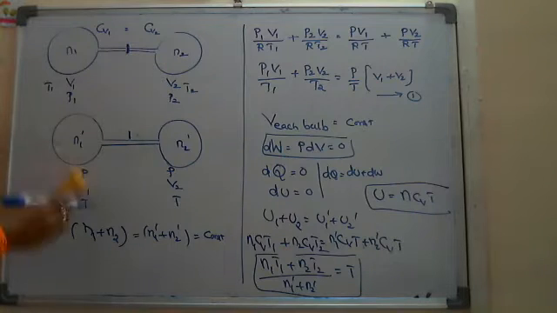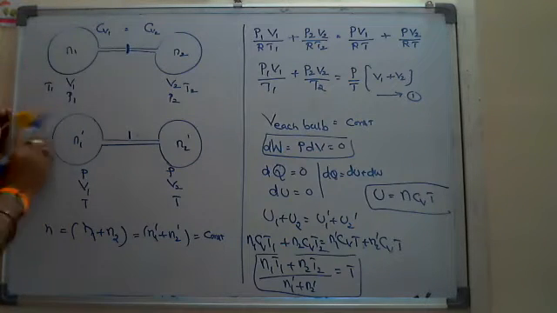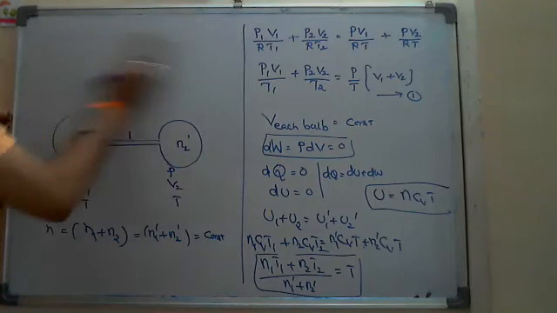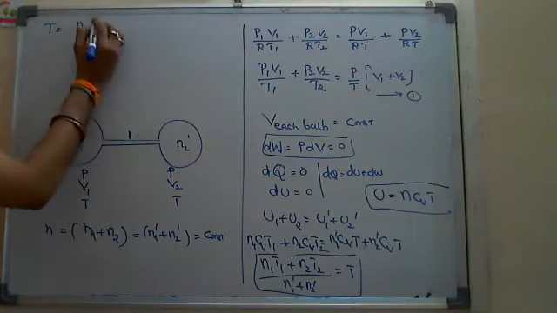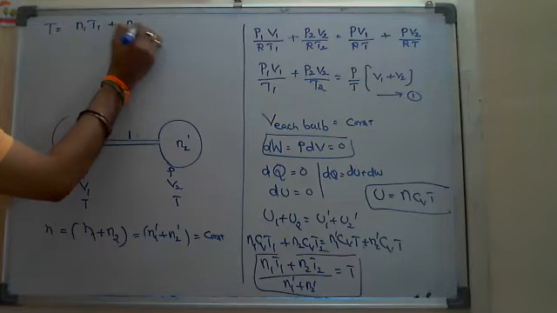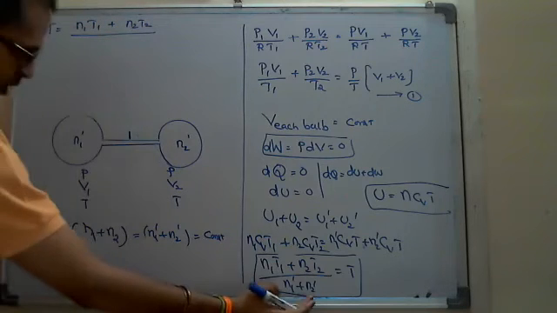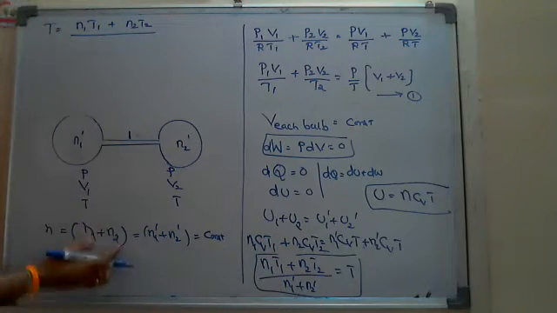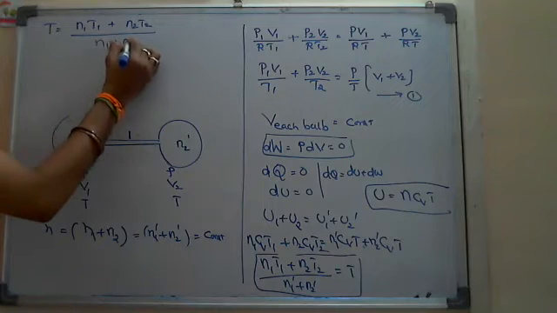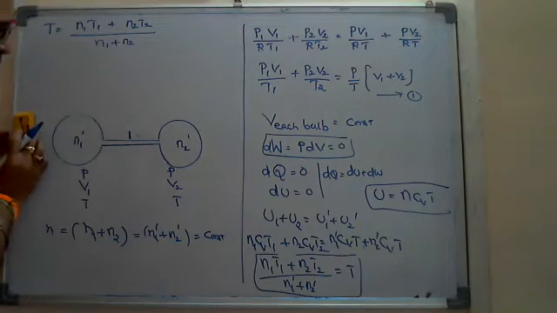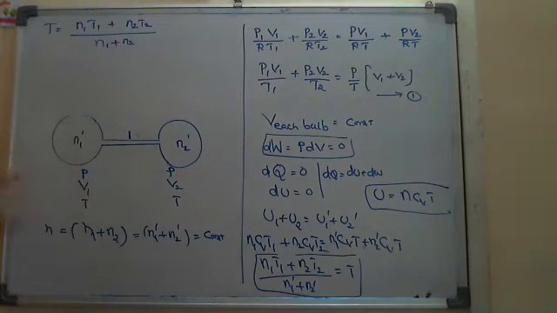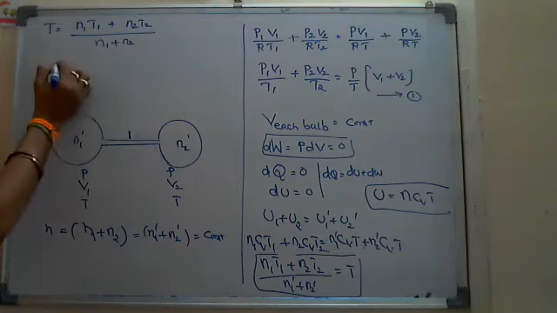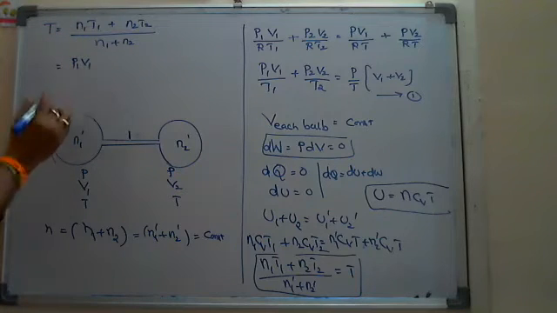So I can write that the common temperature is equal to (n1 T1 plus n2 T2) divided by (n1' plus n2'), which I can write as n1 plus n2. Again, you may raise one question: sir, the number of moles is also not given in the question. No problem. What is given? Pressure, volume, temperature.